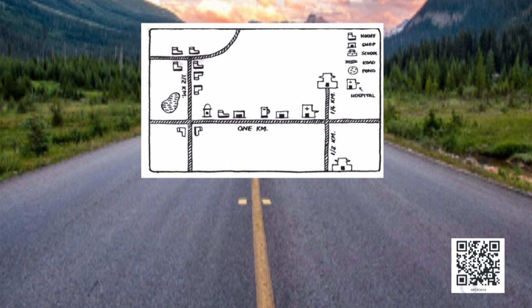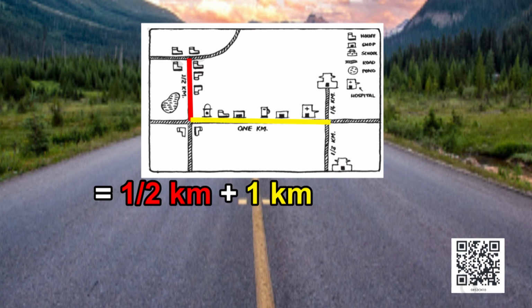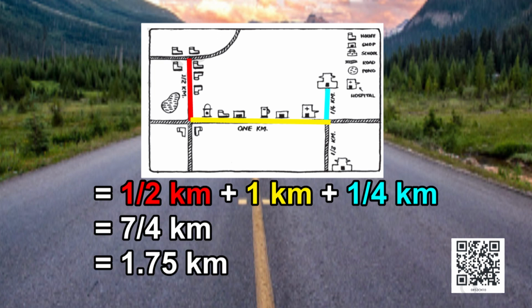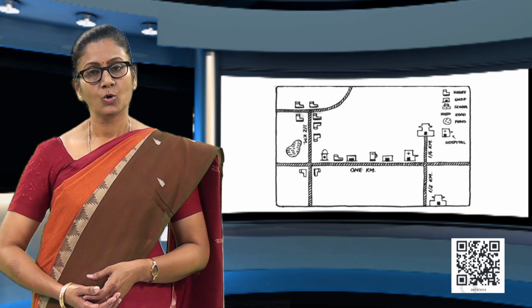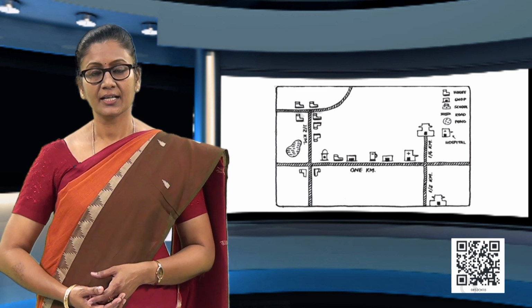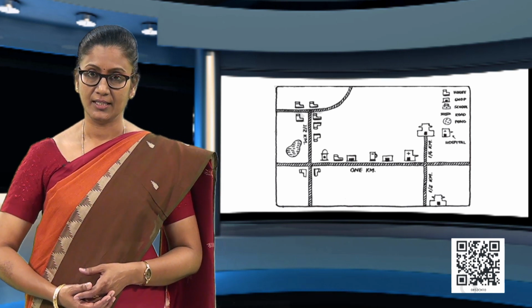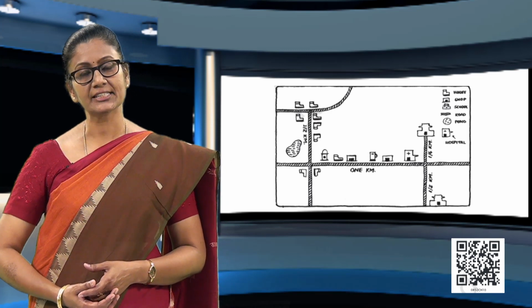Now, the distance between the sister's school and the house is equal to 1/2 of a kilometer plus 1 kilometer plus 1/4 of a kilometer, which is equal to 7/4 kilometer, or in other words, it is 1.75 kilometers. Whose school do you think is nearer to the house? Is it Raghav's school or his sister's school?